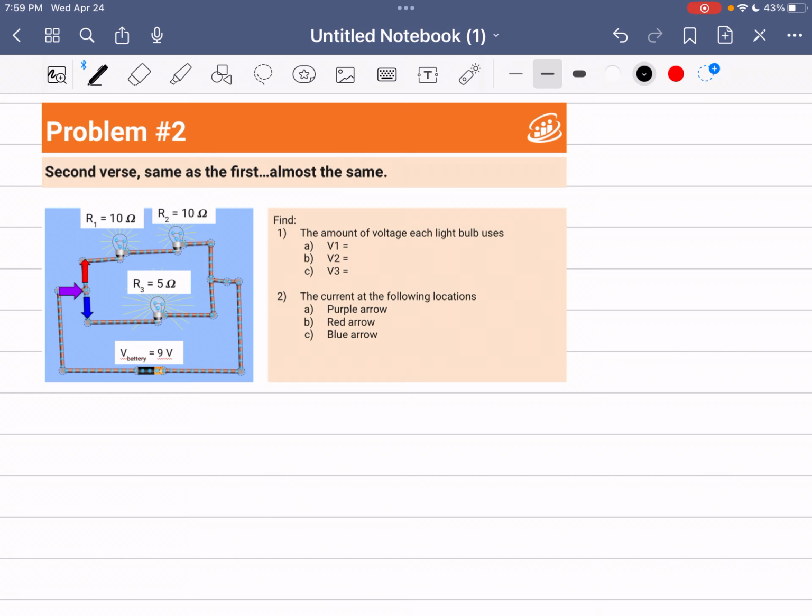All right, it's literally the same type of problem, but let's go into it. So, we're looking for the voltage of each light bulb.